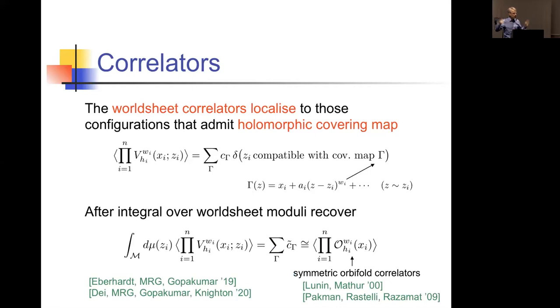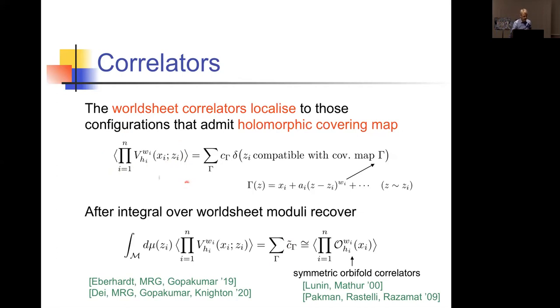Now, this is a somewhat more technical topic, so I just want to give you a vague flavor of how this works. In fact, something quite remarkable happens. If you calculate the correlators on the worldsheet, what you find is that they are mostly 0. In fact, they are delta function localized to those coordinates. So the Zi are the worldsheet coordinates. The Xi are the space-time coordinates where you insert the corresponding operator on the dual CFT.